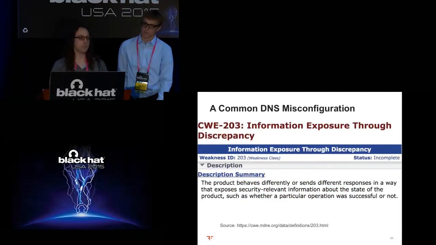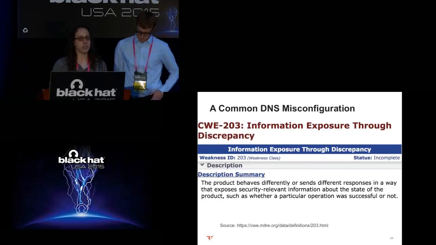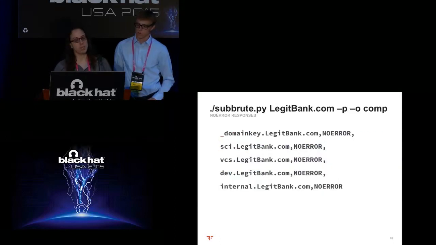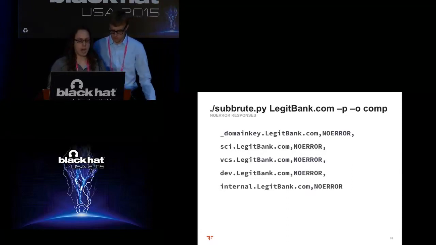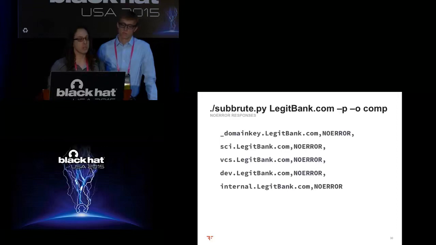Now, there are also common misconfigurations in DNS. So CWE-203 is information disclosure through discrepancy. This is the common weakness, the catch-all for side channel attacks. So yes, DNS can also suffer from side channel attacks. What does that look like? So what Subbrute will do is first it tries to look up a domain that doesn't exist. It's some UUID as a subdomain. And it records the response. So for most servers, it'll be NXDOMAIN, which is effectively no record found. But it could be anything. It could be no error. It could be refused. Now, as it's going through the process of enumerating other records, it keeps track of the response received.